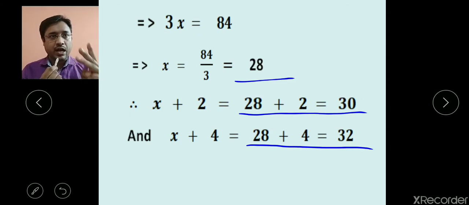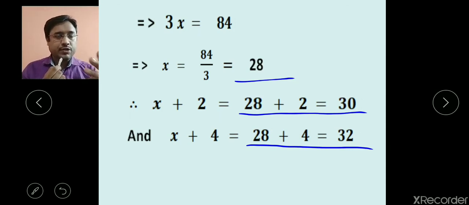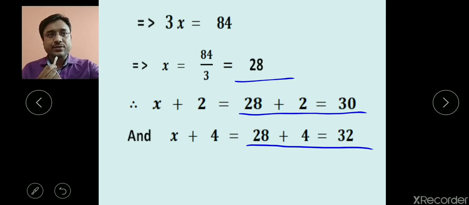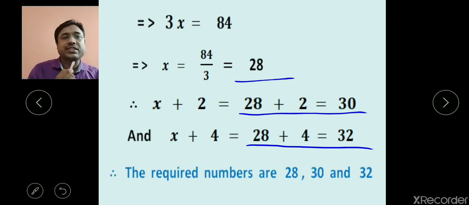These three are consecutive positive even integers whose sum you are getting as 90. So hence the required numbers are 28, 30 and 32, sorry. The required consecutive even numbers are 28, 30 and 32, and when you add these numbers you will get the sum 90.